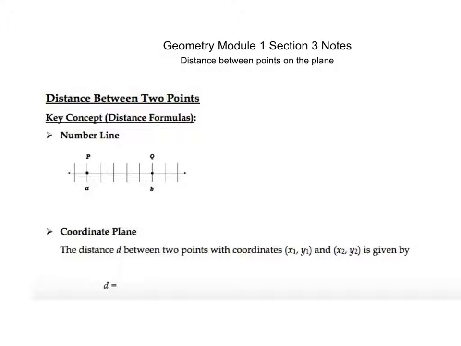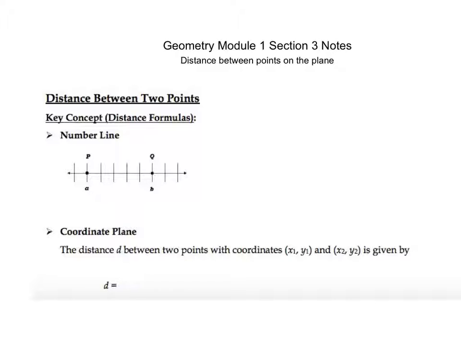In section 3, we're going to talk about distance between points, and then we're also going to talk about midpoint. So we're going to start with distance. First we're going to talk about distance on a number line. If you have a number line and we'll find the distance between 2 points, you can always count.